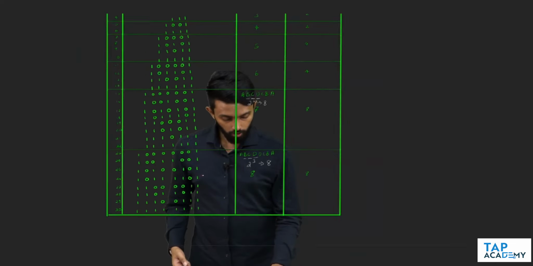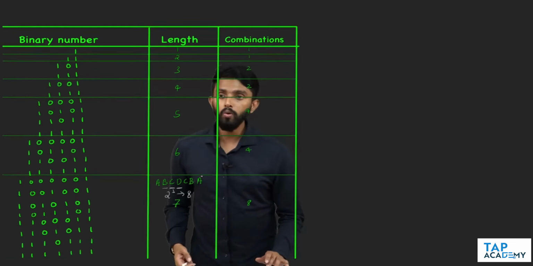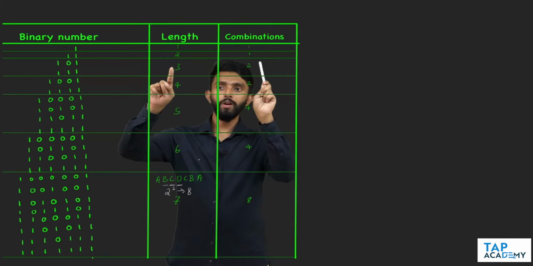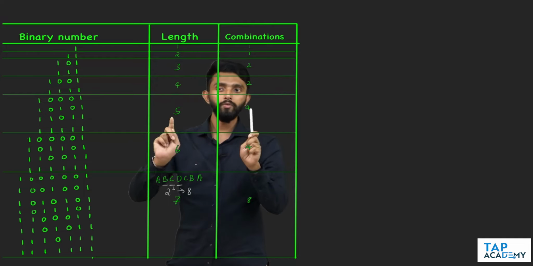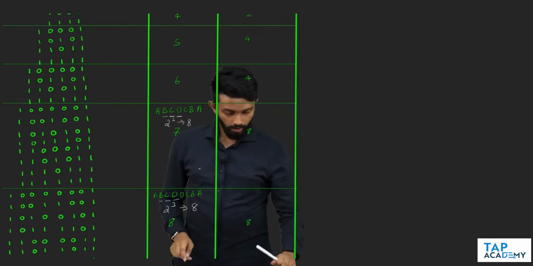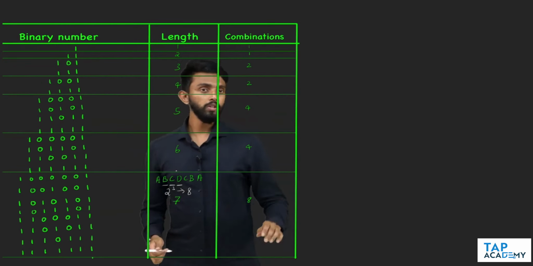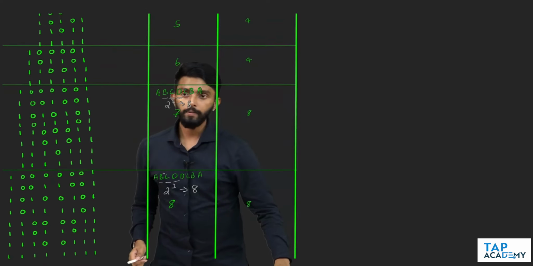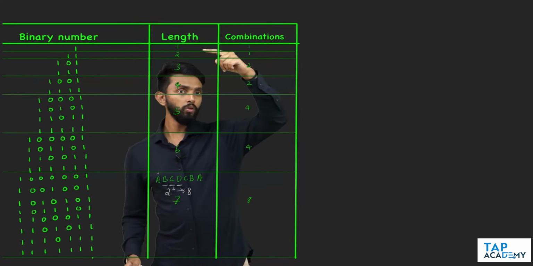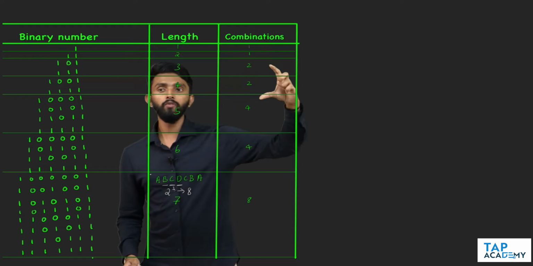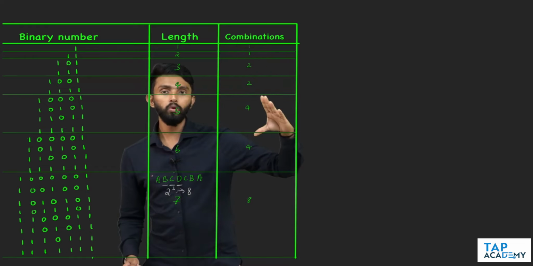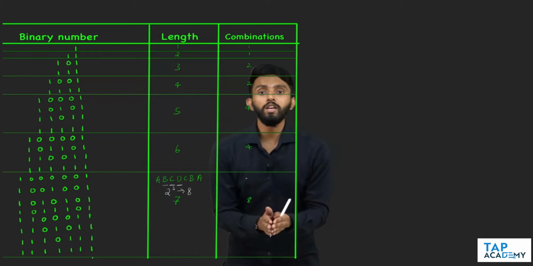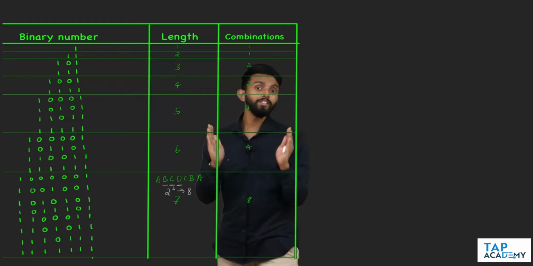Now one more important point I want to show you. If you look at this, length is 1, combination is 1. Length is 2, combination is 1. Length is 3, combination is 2. 4, 2, 5, 4, 6, 4, 7, 8 and 8 and 8. Which means one thing you are noticing: 1, 1, 2, 2, 4, 4, 8, 8. So length 1 and 2 both have 1 combination, length 3 and 4 both 2 combinations, length 5 and 6 both 4 combinations, 7 and 8 have 8 combinations, 9 and 10 will have the same number of combinations, 11 and 12 will have the same number of combinations.